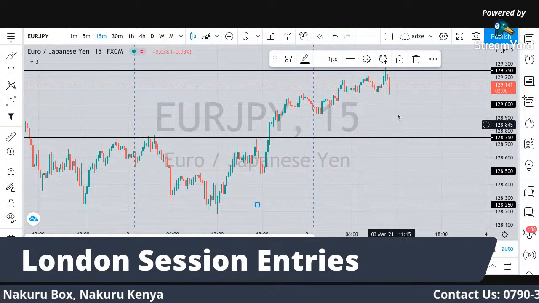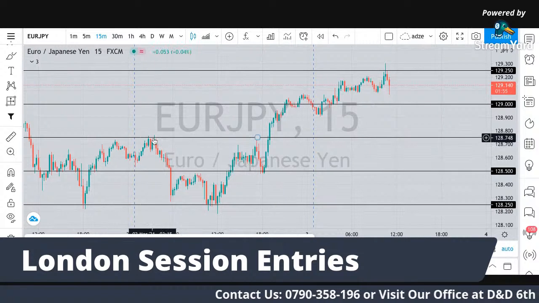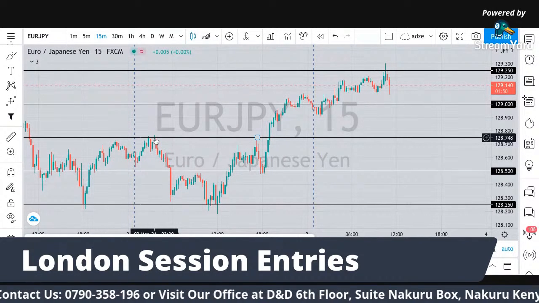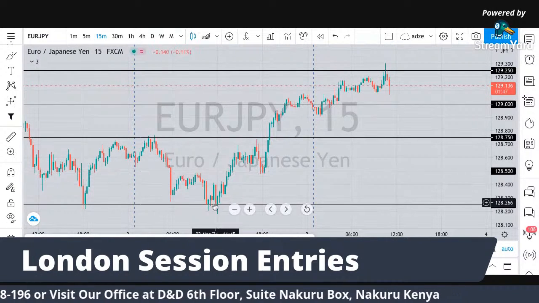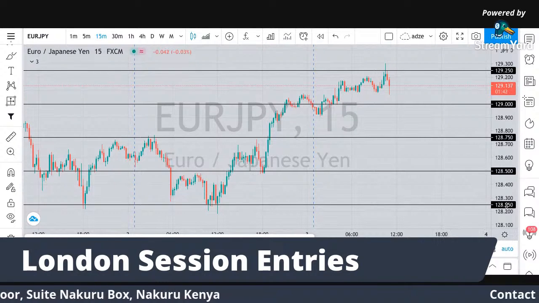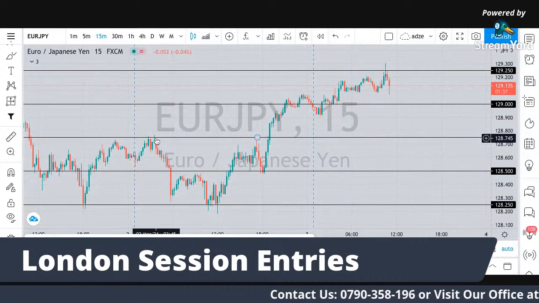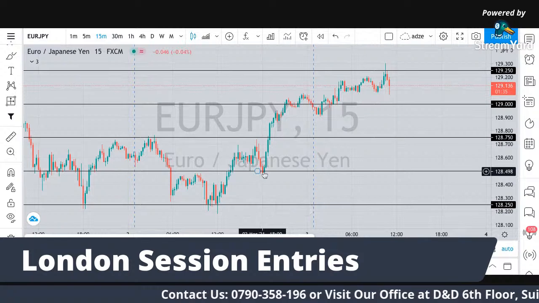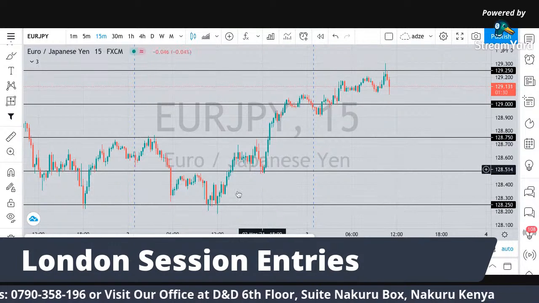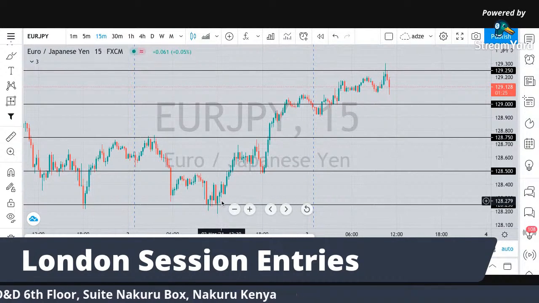Now, I want you to look at what price is doing at this particular zone. Look at this particular zone. Price was rejected at the same high of the Asian session. Price was rejected exactly at 128.5. You see, here it was 500. I'm going to show you something else about the Fibonacci, the sweet spot.